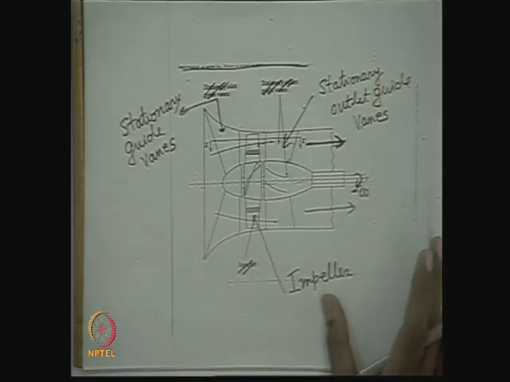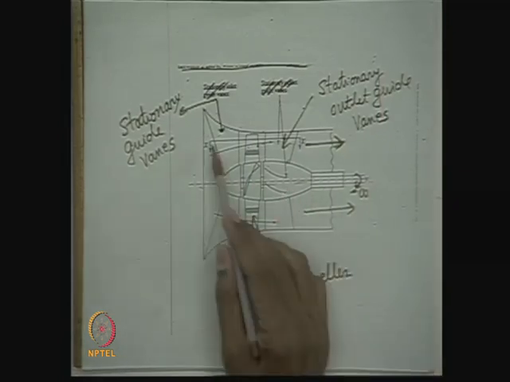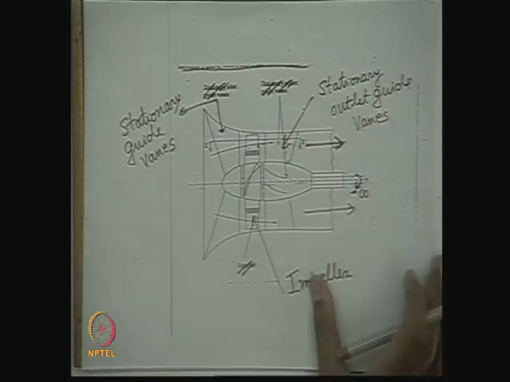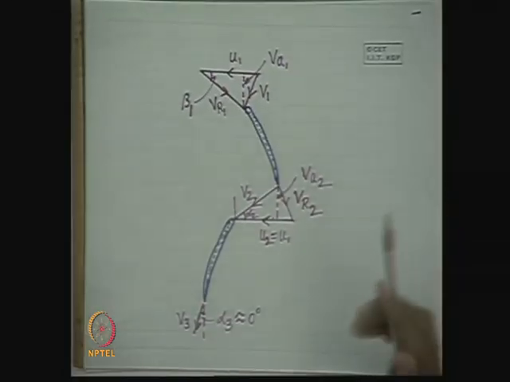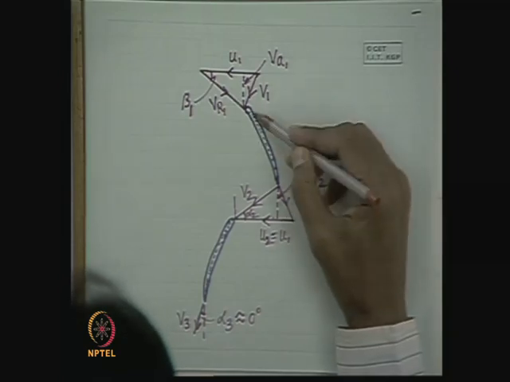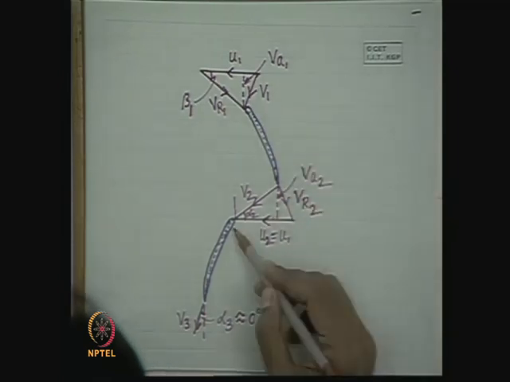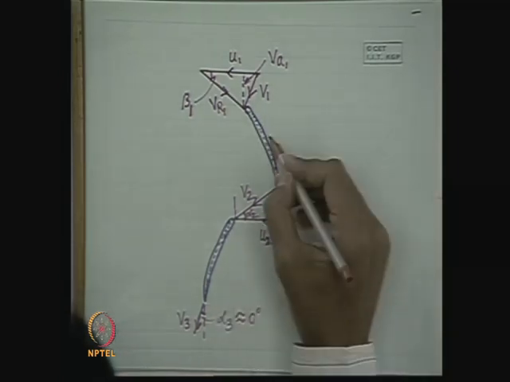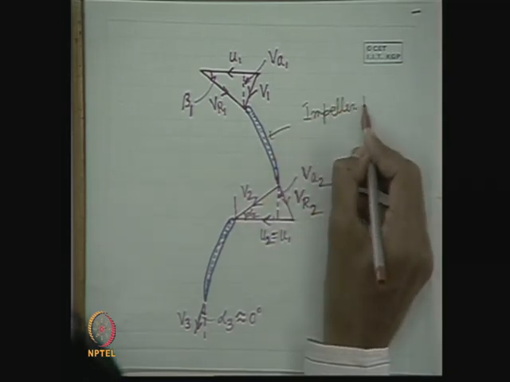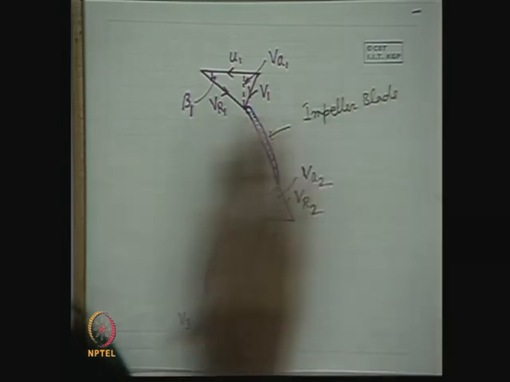Let us see the velocity diagram of an axial flow pump. Now if we take a section of the blades, it looks like this. Well, this is the impeller blade, one impeller blade, and this is the outlet guide vane. So this is the impeller blade, the section is made like this.